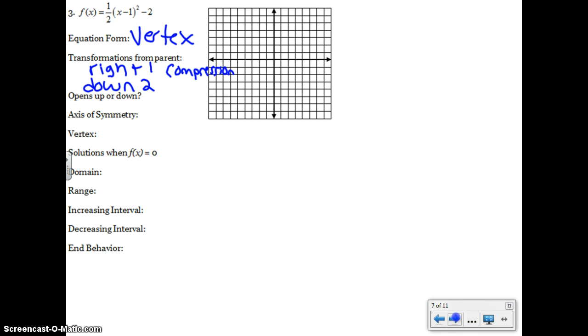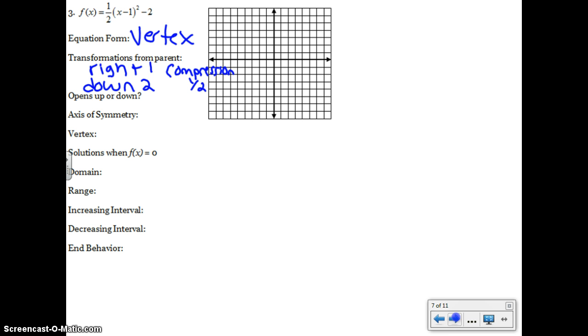Wider than the parent graph, excuse me. So it's going to be wider than what our parent graph is. So a compression is what the 1/2 is telling us. That's like for a V shape, for the absolute value, that is our slope. For a line, it's a slope. For a parabola, for this quadratic function, it's not quite your slope, but sort of. It's kind of stretching and making your slope change less fast, actually.